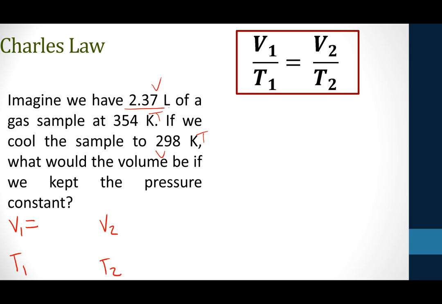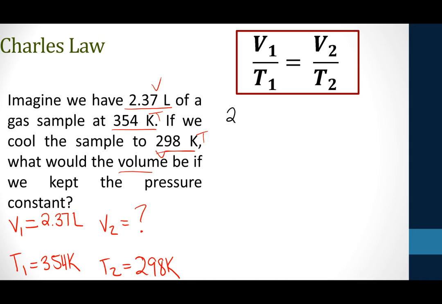So imagine we have 2.37 at 354 Kelvin. So that must be the initial. So 2.37 liters, 354 Kelvin. And we cool the sample. So we cool it down to 298 Kelvin. What would the volume be? So that must be what we're solving for. Okay. So I have three variables. Solve for one. Now we just need to plug and chug into our problem.